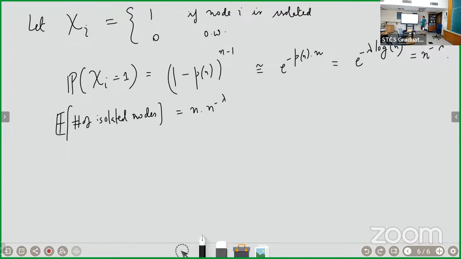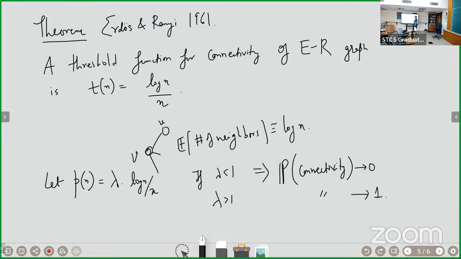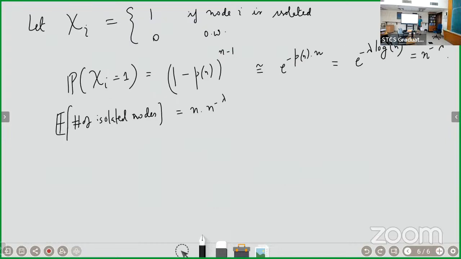So what can we actually do to show that the probability of connectivity goes to 0 as long as lambda is less than 1? Why is it not sufficient? This is just the expectation. Expectation has nothing to do with it, almost. What are we after? A much stronger result. The probability of connectivity goes to 0.